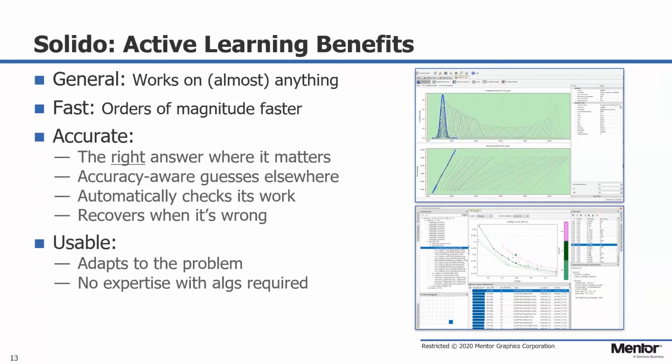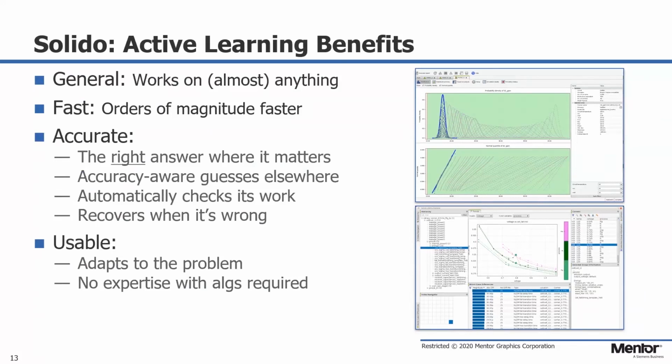We do get that orders of magnitude faster result. It's an accurate approach. It can give you perfect answers where it matters the most in your areas of interest, you know, your worst case DC gains, for example, instead of your best case. It can just focus in on the area of interest, which is really good. It can give you accuracy-aware guesses elsewhere, automatically checks its work, and can recover when it's wrong, which is really interesting.